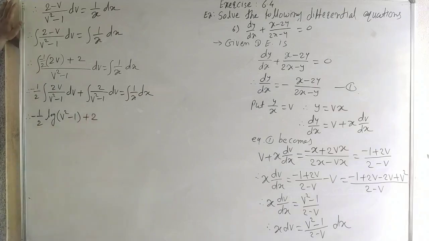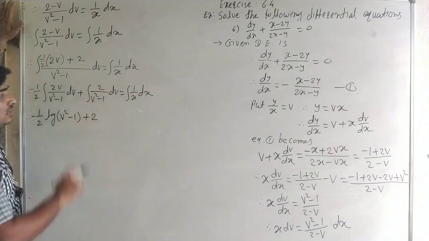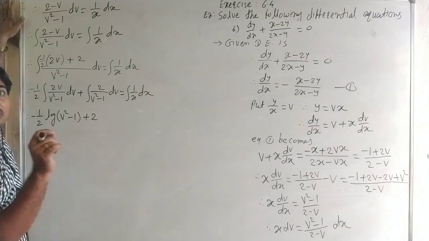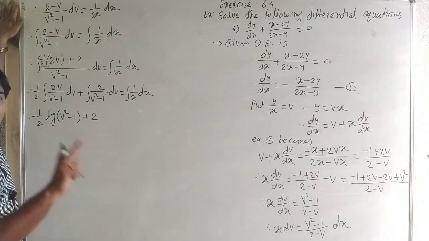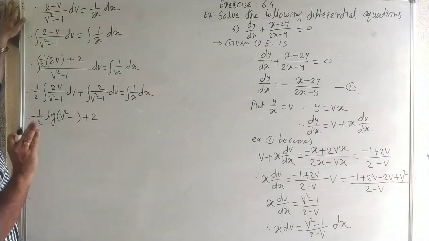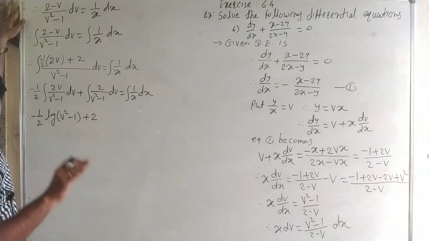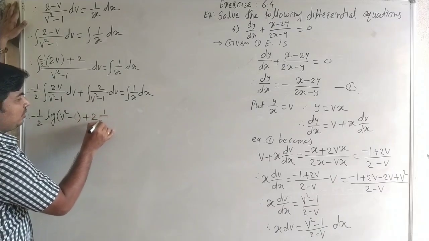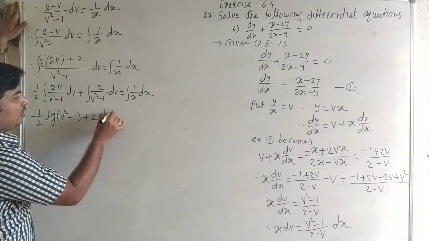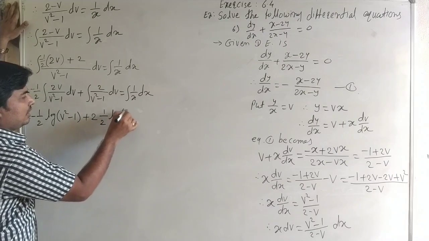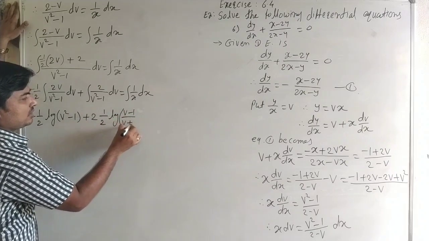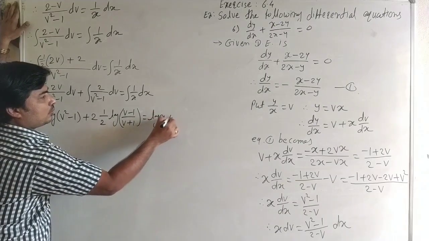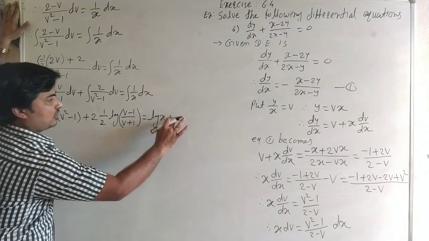and here 1 upon v square minus 1, that means 1 upon x square minus a square. The integral of 1 upon x square minus a square is 1 by 2a log of x minus a upon x plus a. Therefore here it is 1 by 2a, where a is 1, log of x minus a upon x plus a, and is equal to log x plus c. Sorry, it is log c.